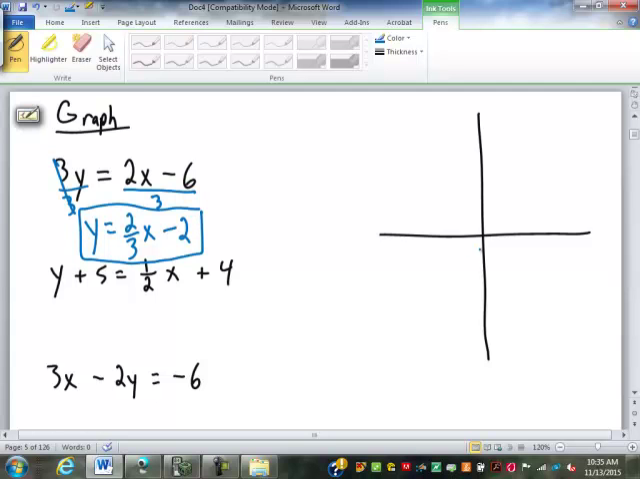And from there, we can graph it pretty quickly. We start at negative 2. That's our y-intercept. That's the number that's added or subtracted. Then the number that multiplies x is our slope. So 2/3 means we rise 2, run 3. There's our second point.